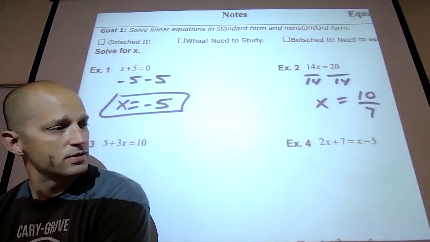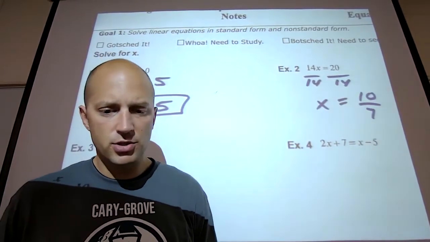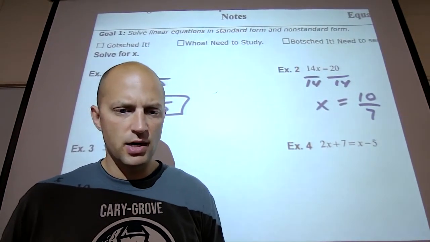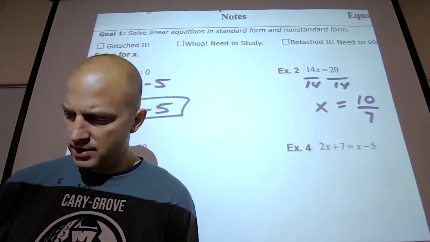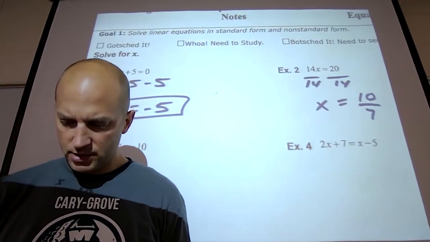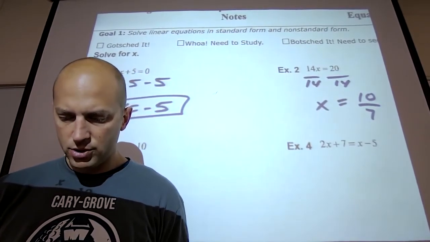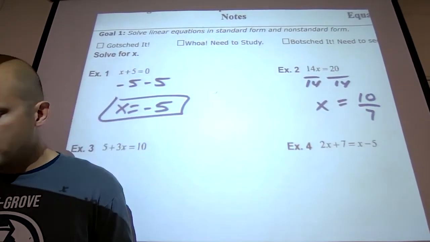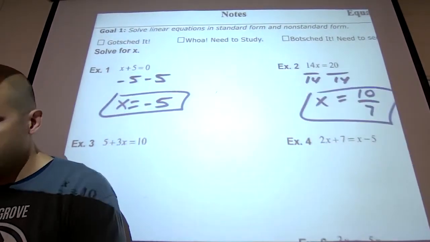So 10/7. If it says give it as a fraction, that's what you do. And if it said give it to us as a decimal, then just use your calculator, figure out what 20 divided by 14 is, or 10 divided by 7. And that's about 1.4285-ish. 10/7 is perfect. Nice job.